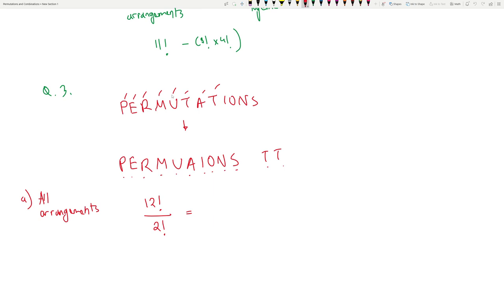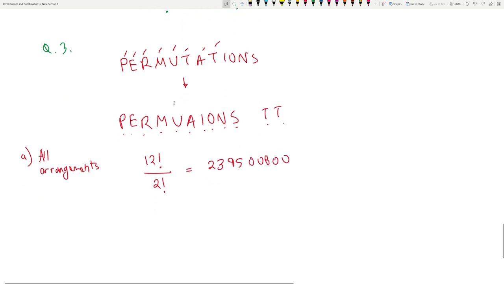12 factorial by 2, which is a very high answer. It's 239500800. Next, why don't we try this? T's have to be together. Okay, let's start this.